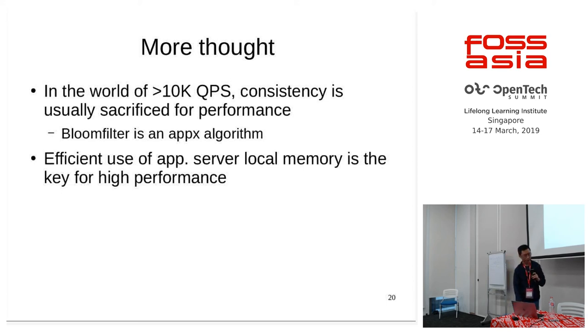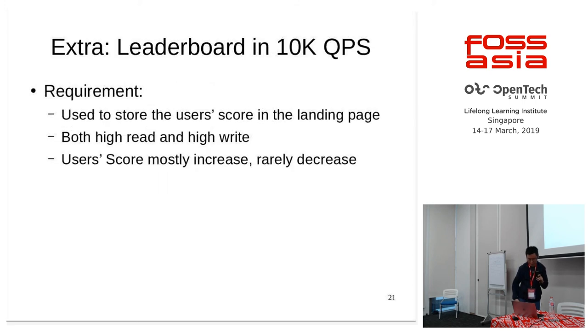There's a little time left, so I want to show you some extra things in our company. In our company, our FinTech page uses a leaderboard. The leaderboard will show the top 2,000 user scores. And the score usually increases. We found some users are cheating. We delete their account or we roll back their score. However, it's a very, very abnormal case.